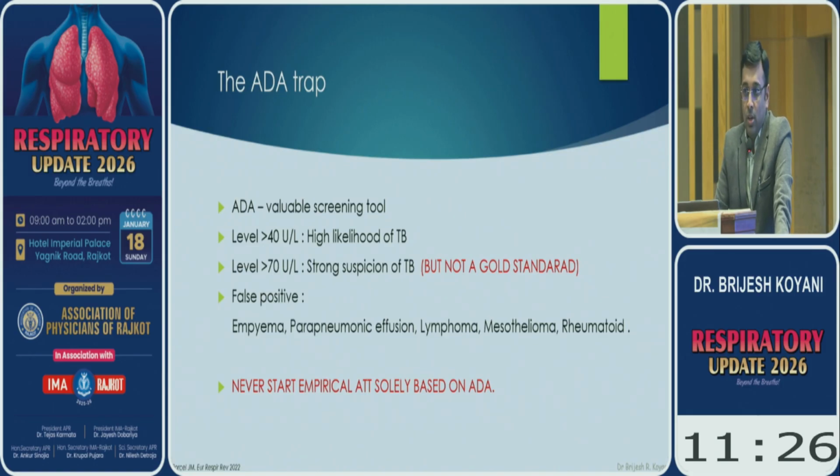ADA is adenosine deaminase level. We all know, we send it, and it is a valuable screening tool. A level of more than 40 suggests a high likelihood of TB, while a level of more than 70 is suggestive of strong suspicion of TB.